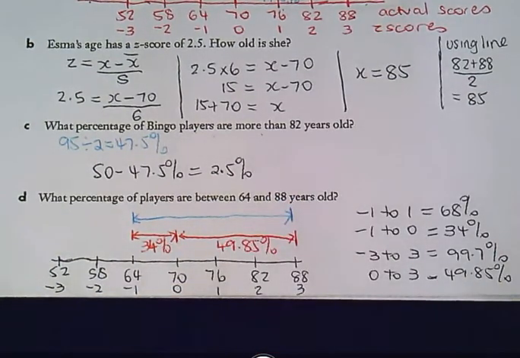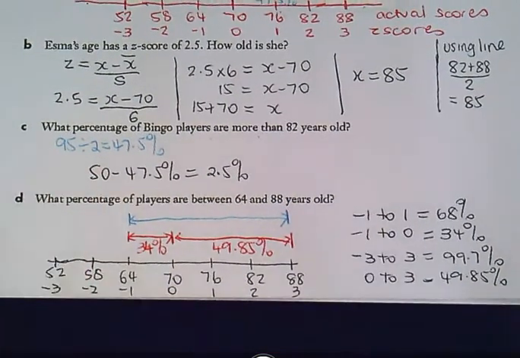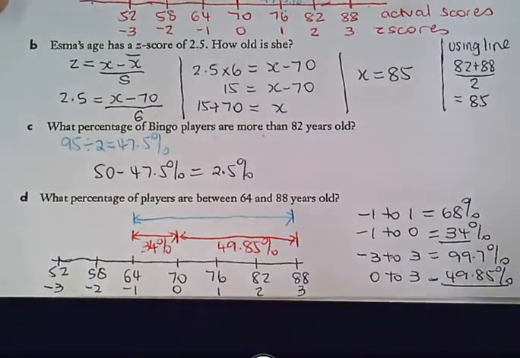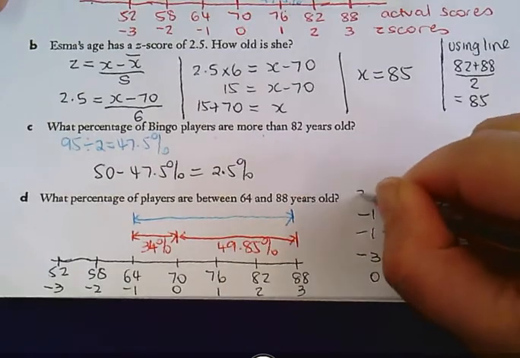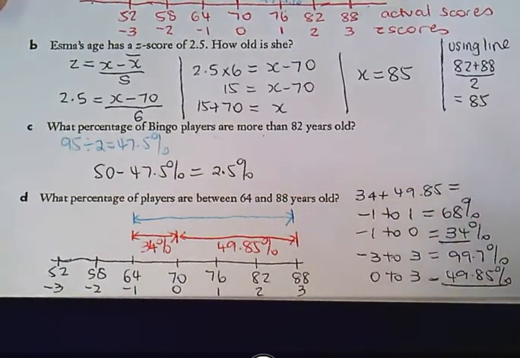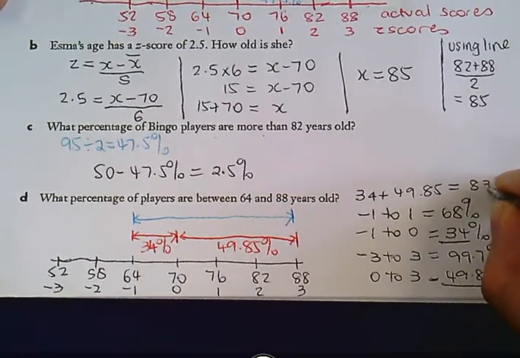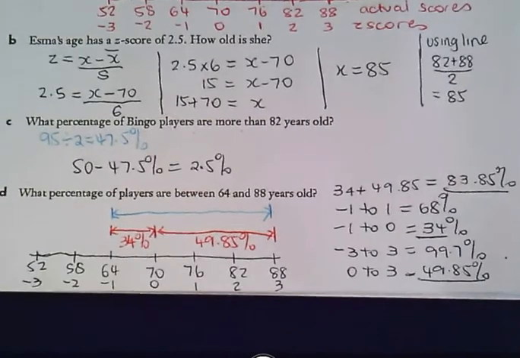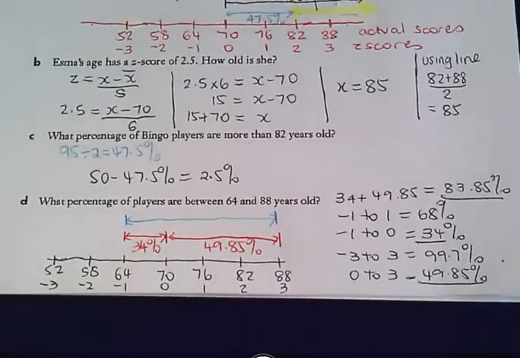So now you have to add 34% and 49.85% because you want the whole blue bit. So we need to add the underlined ones. So what percentage of players? It's going to be 34 plus 49.85, which is 83.85%. We've done this number before. Remember that number?